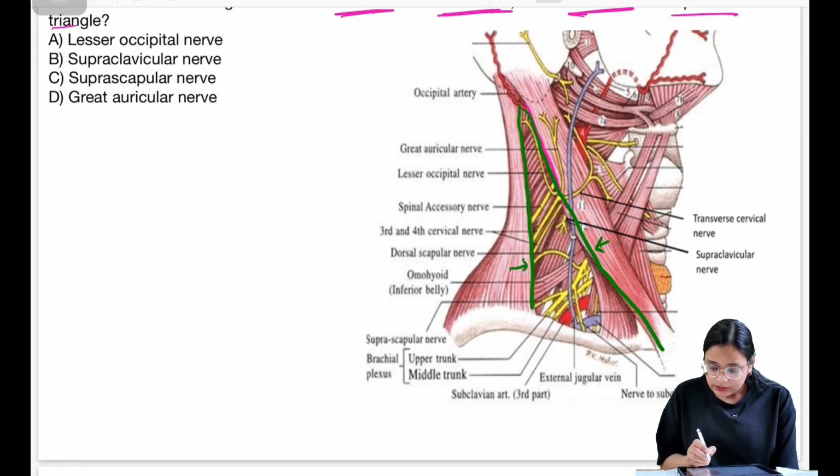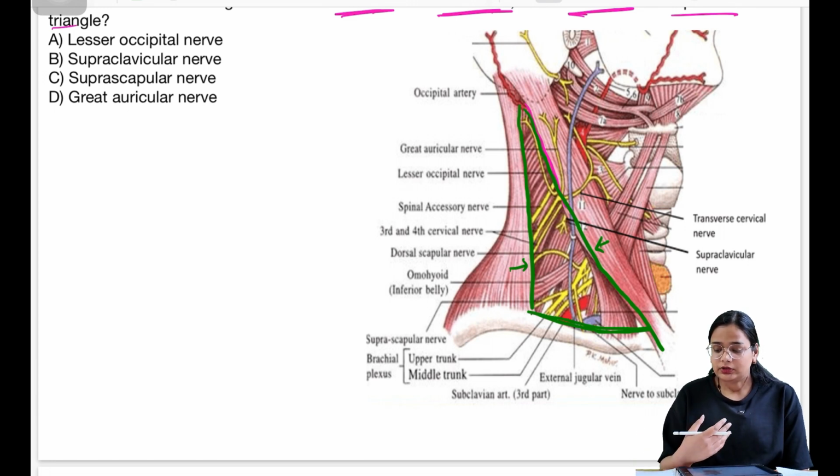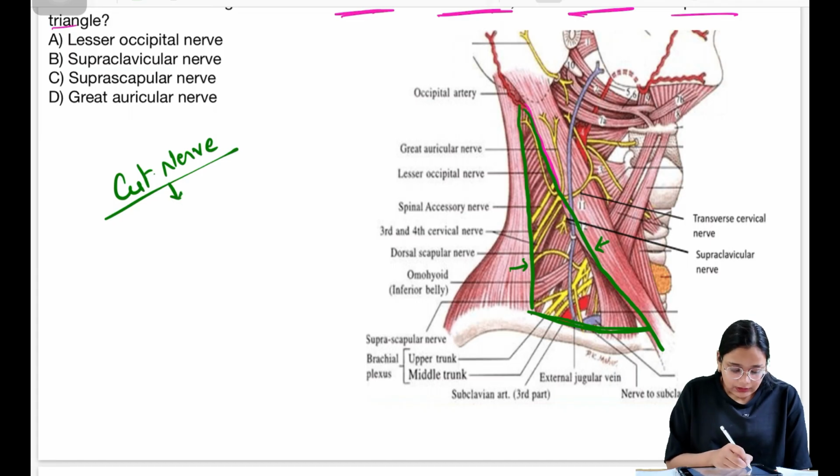Posterior boundary is formed by the anterior border of the trapezius muscle. Inferiorly it is mainly by the middle third of the clavicle, and the roof is mainly formed by the superficial fascia, which has the external jugular vein, and also by the investing layer of fascia plus the cutaneous nerves.